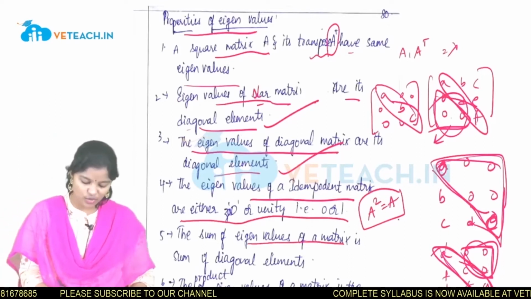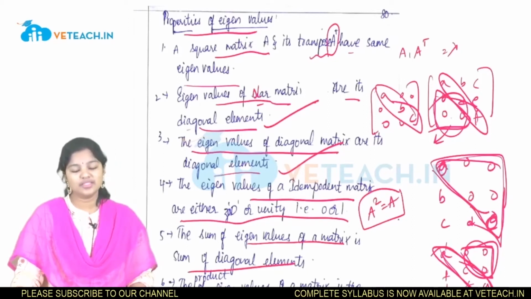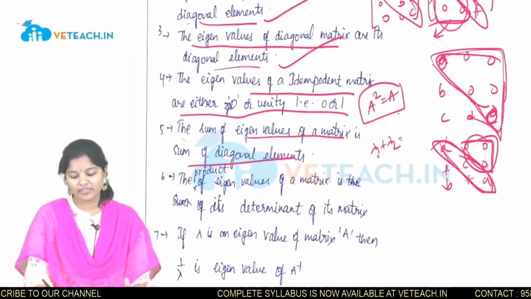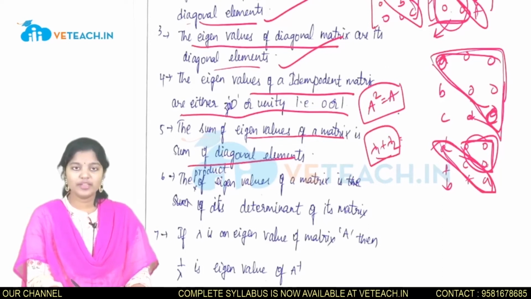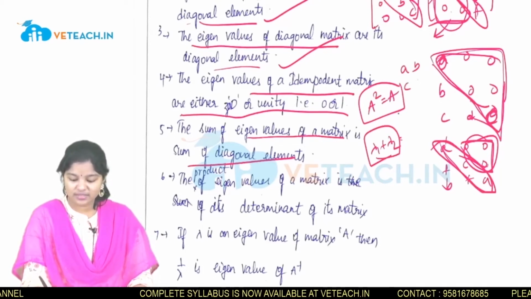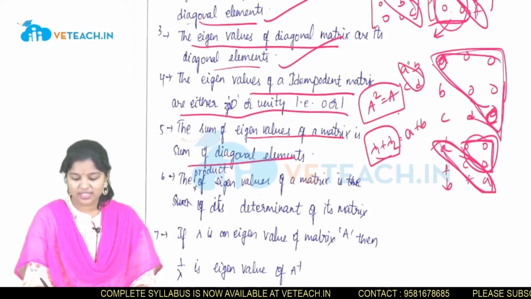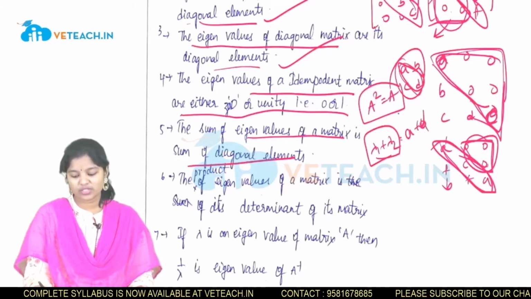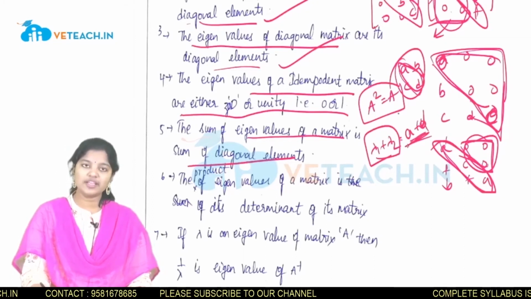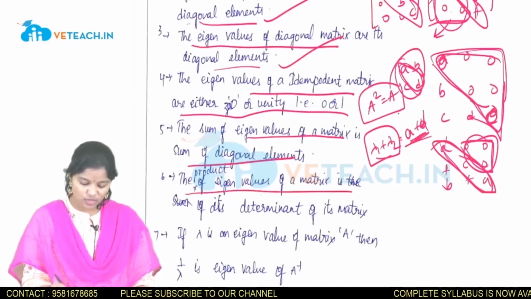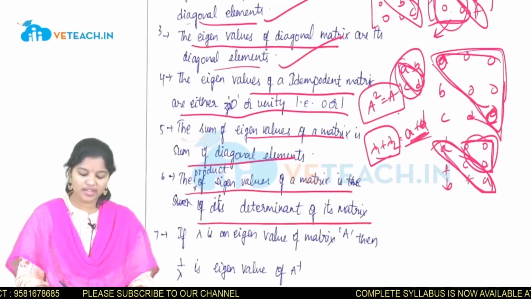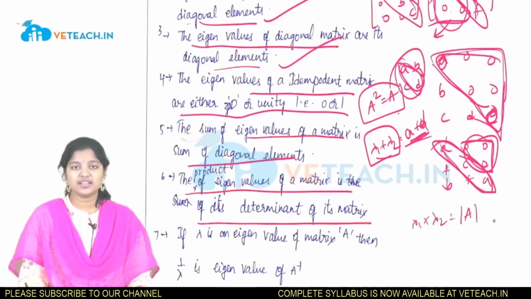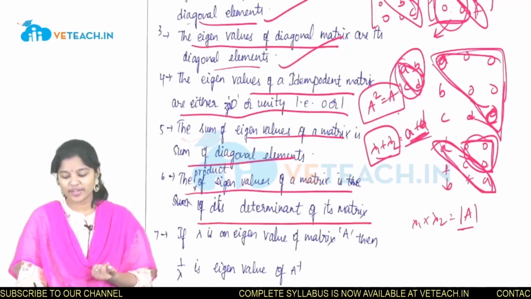The sum of eigenvalues of a matrix is the sum of its diagonal elements. That means when we add the eigenvalues, if a matrix has two eigenvalues and we add them, it will be equal to the sum of the diagonal elements, that is A plus D. This is the diagonal and these are the diagonal elements A and D. So lambda 1 plus lambda 2 equals A plus D. The product of eigenvalues of a matrix is the determinant of the matrix. Lambda 1 into lambda 2 is equal to the determinant of that matrix, here it will be det A.